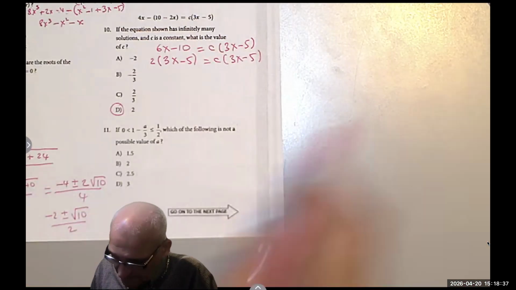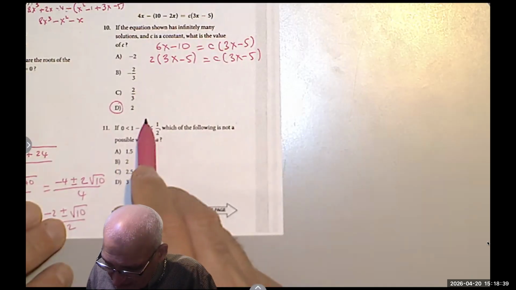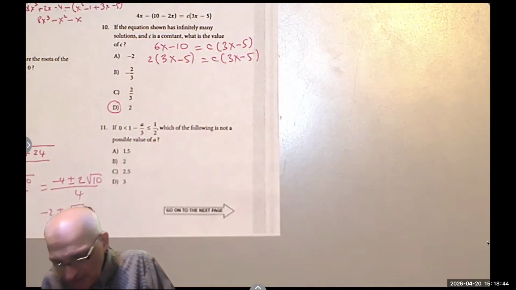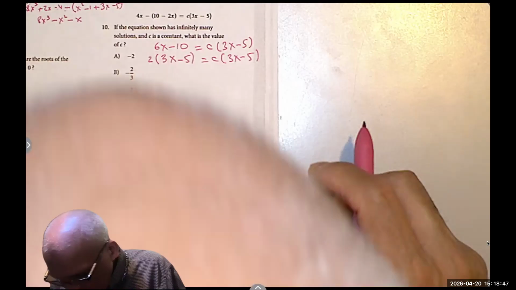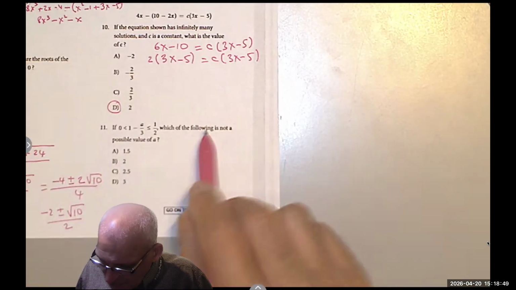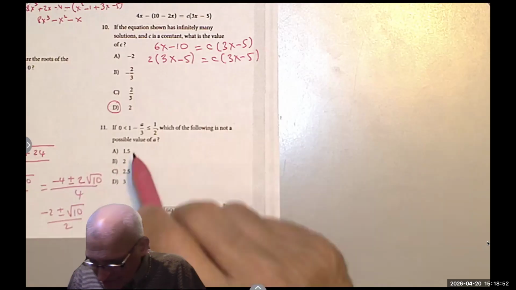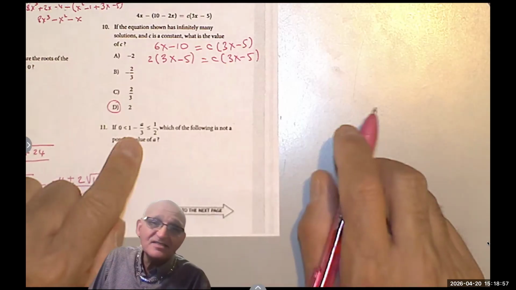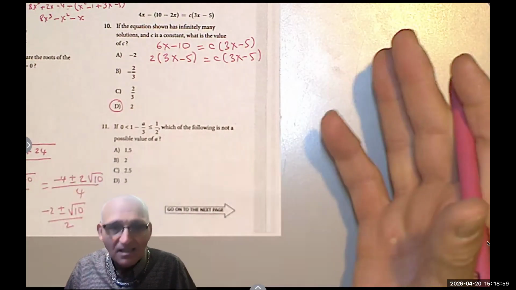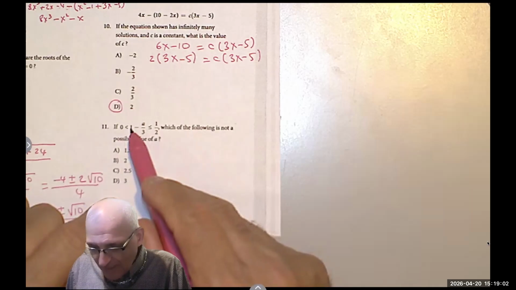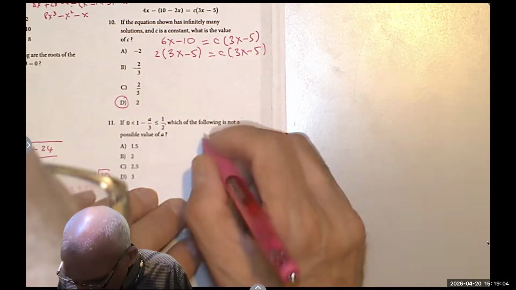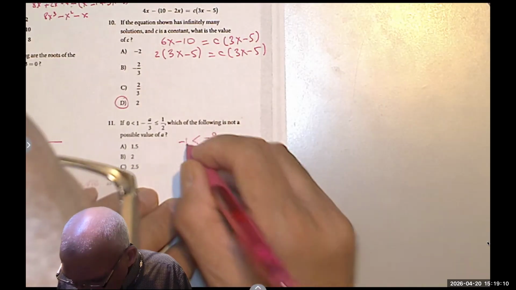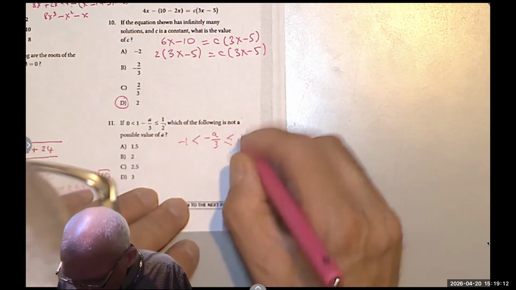Number 11. If 1 minus a over 3 is greater than 0, less than or equal to 1/2, which of the following is not a possible value of a? I thought they would say a possible value of a. Okay, so first of all, we have to write this as an inequality on a. So for example, I can get rid of the 1 by subtracting 1 from both sides. So I say negative a over 3 is greater than negative 1, and it's less than or equal to negative 1/2.